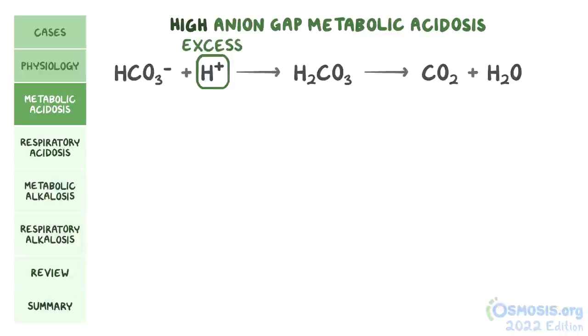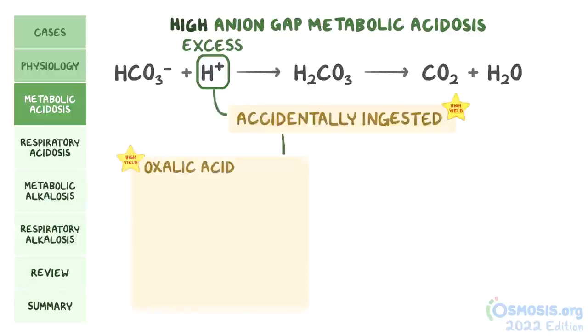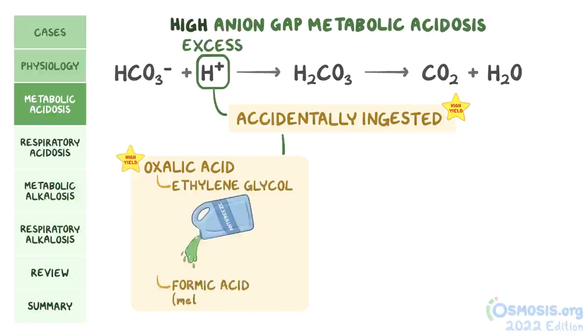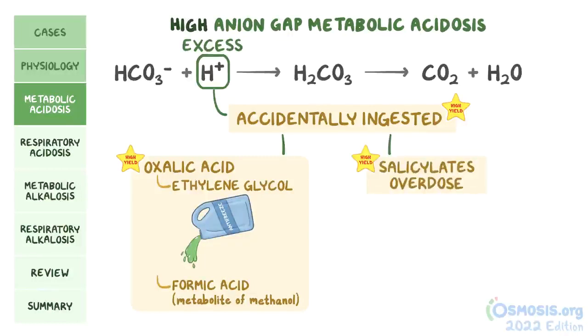In other cases, hydrogen ions don't come from inside our bodies at all, but instead they're accidentally ingested. These include oxalic acid, which can build up after an accidental ingestion of ethylene glycol, which is used in antifreeze, and formic acid, which is a metabolite of methanol, a highly toxic alcohol. Salicylates overdose can also lead to high gap metabolic acidosis in the later phases, due to the buildup of hydrogen ions in the blood.